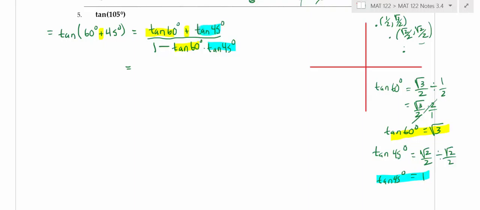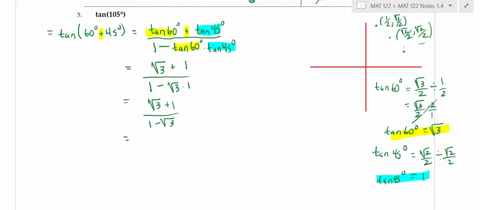All right, so now we're going to plug things in, and the rest of the problem becomes an algebra problem. So the tangent of 60 is square root of 3. Tangent of 45 is 1. Then the denominator, you're going to have 1 minus the tangent of 60, which is square root of 3, times tangent of 45, which is 1. So we have square root of 3 plus 1 over 1 minus the square root of 3.